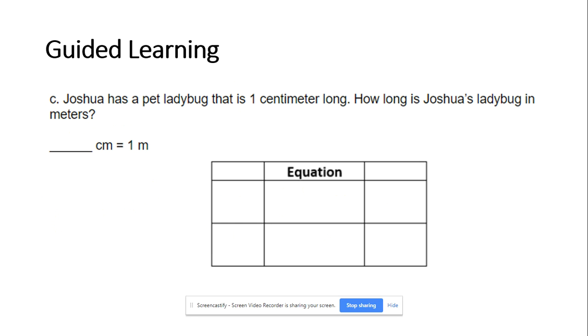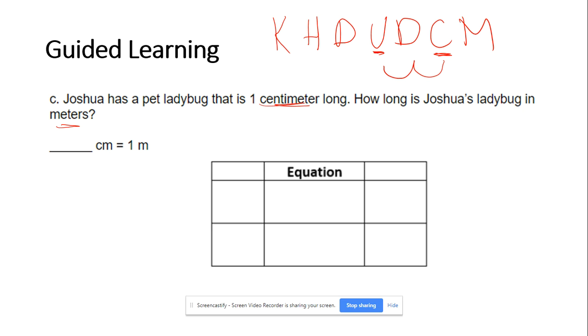Next one. Joshua has a pet ladybug that is 1 centimeter long. How long is Joshua's ladybug in meters? All right, so we're looking at the metric system because we have centimeters to meters. So remember that mnemonic device: King, Henry, died, unusually, drinking, chocolate, milk. So we're starting at centimeters, which is the C, and we're ending in meters, which is U for units. We're going over 2 places. So we're going to be multiplying by 10 each time we go over. 10 times 10 is 100, which means that there's 100 centimeters in every meter.